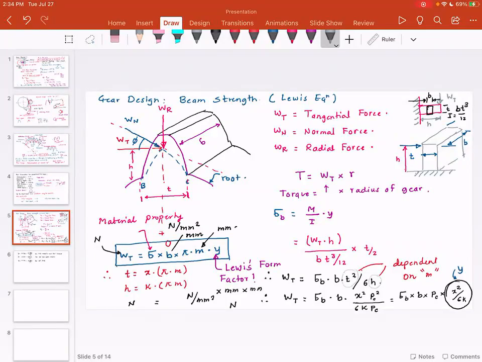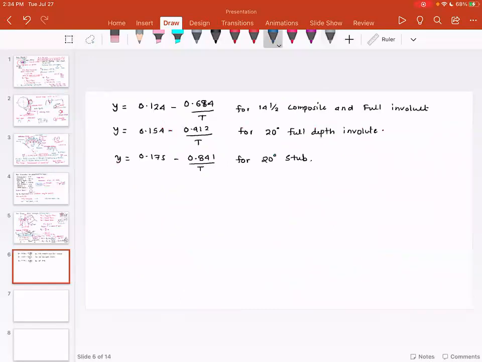If you look at the Lewis equation, it is a very simple equation. Force is equal to stress multiplied by area multiplied by some constant or some factor K. So this equation is giving a relationship between the force and the stress. This stress sigma is sometimes called the working stress.